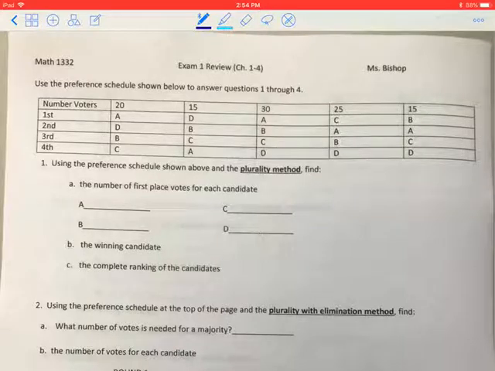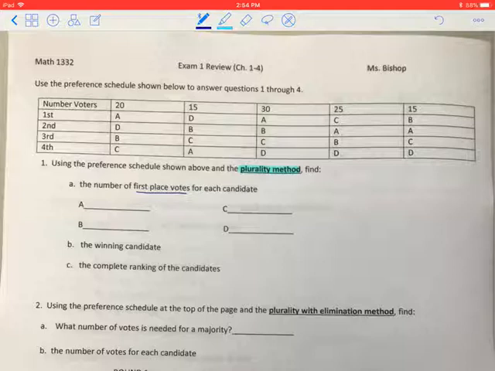Hey guys, in this video we are going to go over the first page of the Exam 1 review. So the first thing we're going to do is look at our voting methods. Our very first one that we learn is the plurality method. And remember, all we do for plurality is we count first place votes.